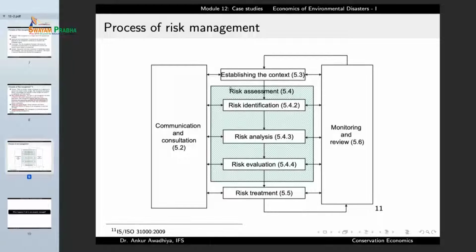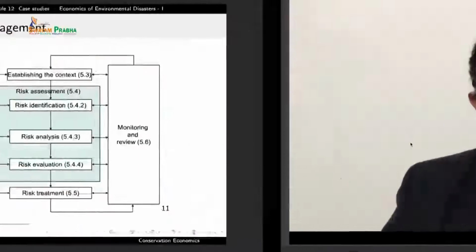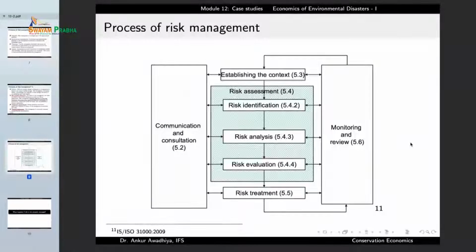In this context, what is the assessment of the risk? What is the possibility that things may go wrong? And what is the possibility that we will have certain consequences because of something going wrong? So that is risk assessment. It includes identification of the risk, analysis of the risk, and evaluation of the risk.